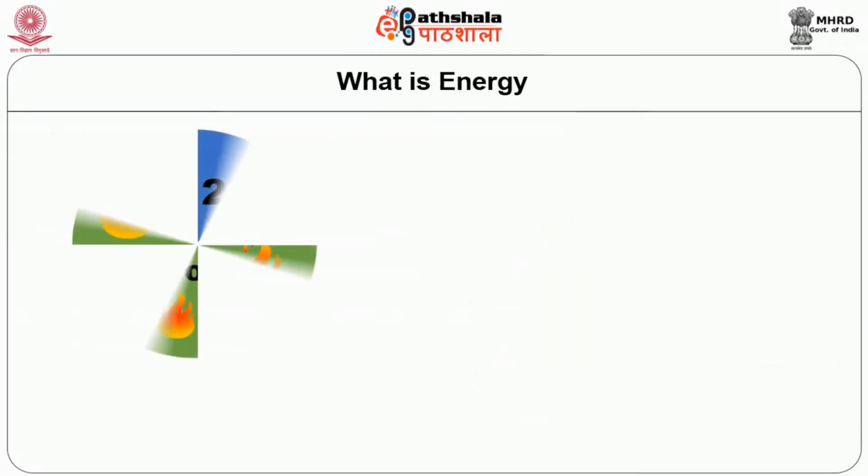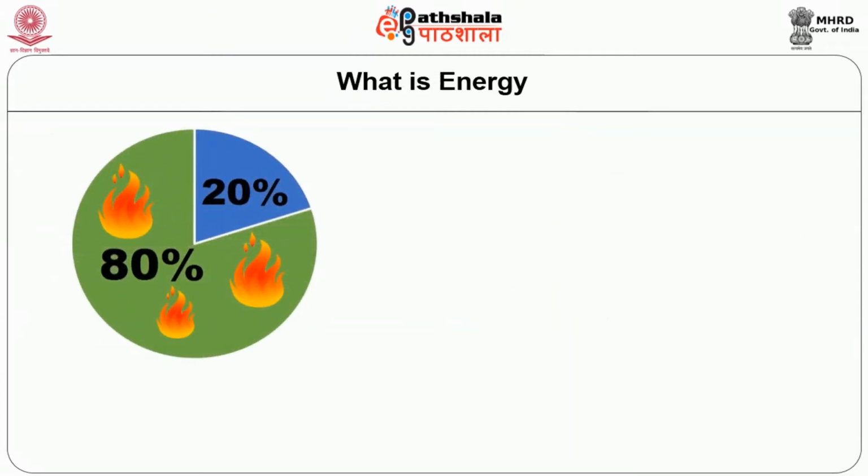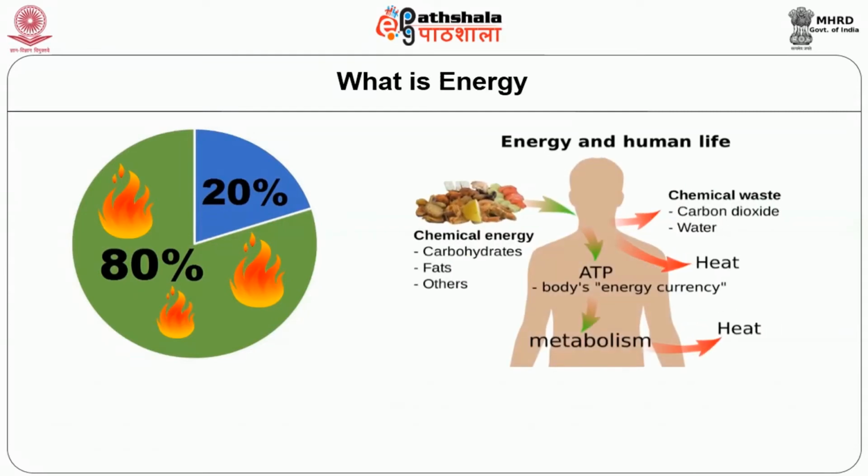You must have heard about different forms of energy available to us. In human body, about 80% of energy obtained from food is converted into heat and the rest is converted into mechanical, osmotic, chemical and electronic energy to keep the body functioning.